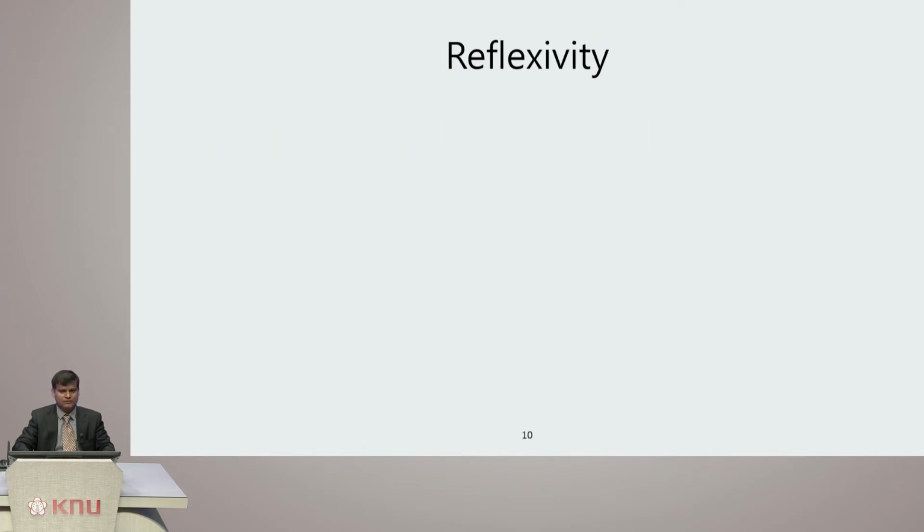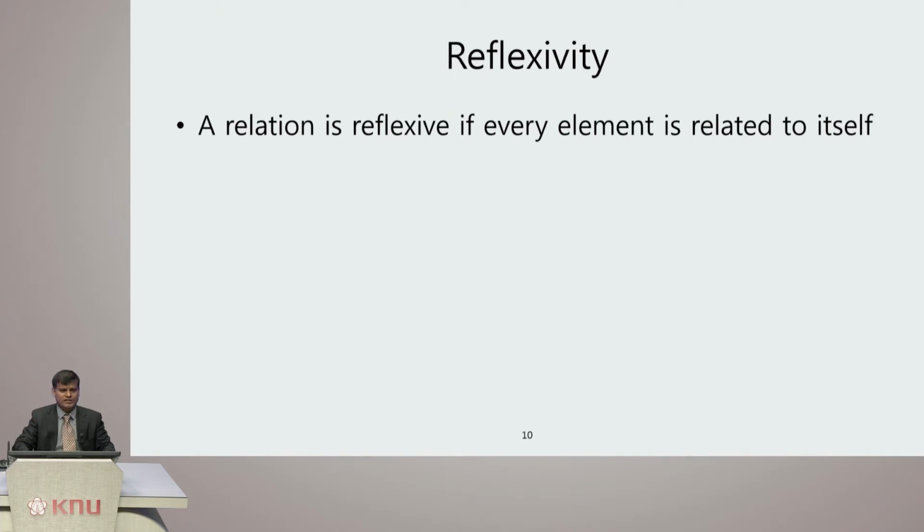First one is reflexivity. What is it? A relation is reflexive if every element is related to itself. If every element is related to itself, then we call it reflexive. You can think about how a mirror reflects yourself.